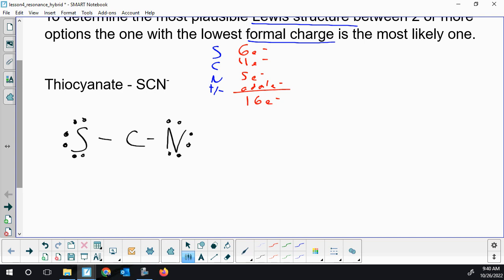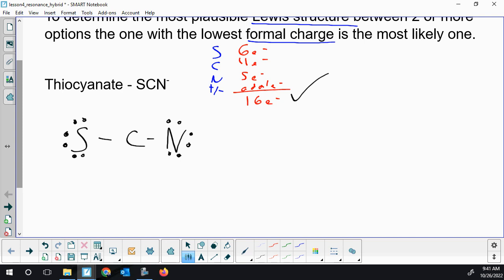So I got octets on the outsides. I have 6 dots and 6 dots, which is 12, 13, 14, 15, 16. I've run out of electrons. I have no more to assign to the middle. So then you'd start pulling outside electrons, lone pairs in to make octets in the middle. Okay. Carbon is short 4 electrons. Okay. So I'm going to go through 2 possibilities. There's actually more, but we're just going to compare 2.